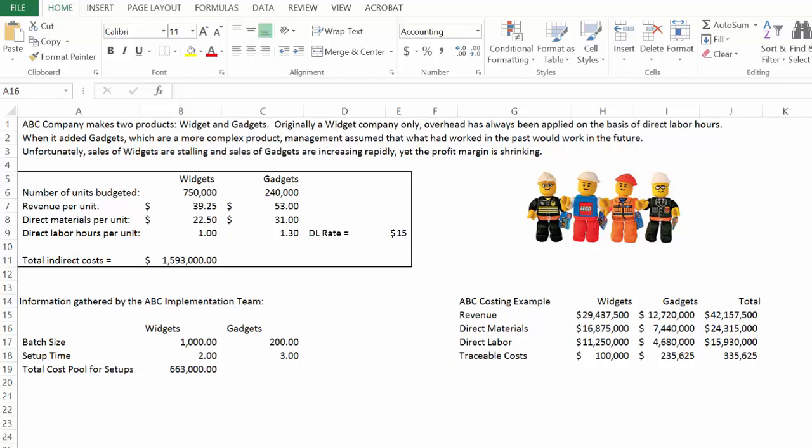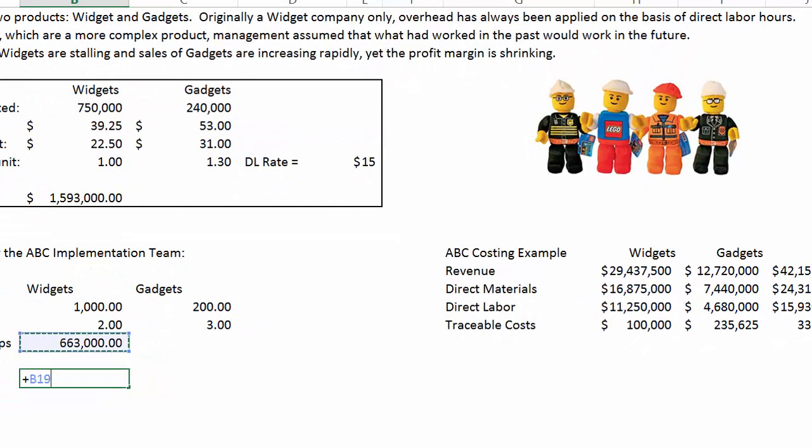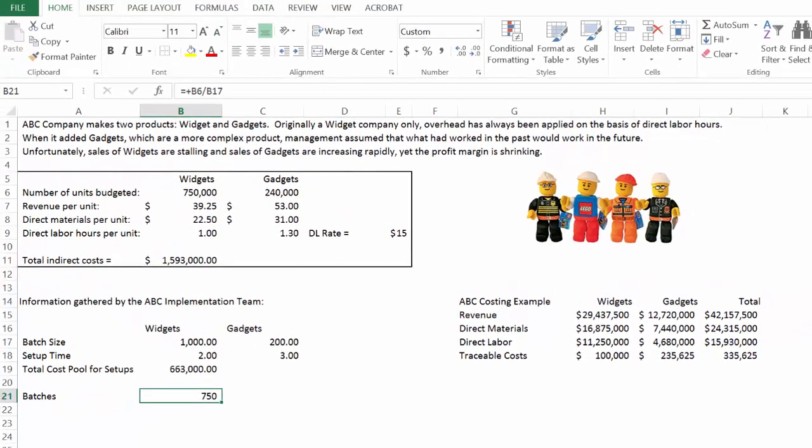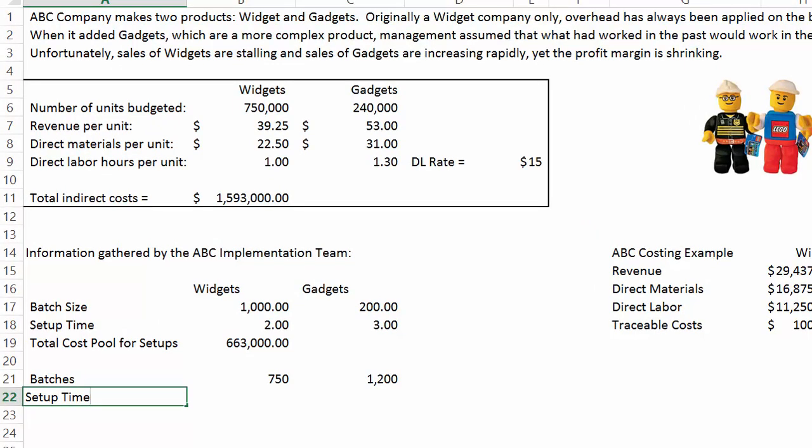So the first thing we need is a predetermined overhead rate. So let's see how many batches. If we can make 750,000 widgets and we're going to put 1,000 in each batch, then that is 750 batches. Similarly, for gadgets, if we're going to make 240,000 gadgets and 200 per batch, then that is 1,200 batches. And so we can come up with a total setup time.